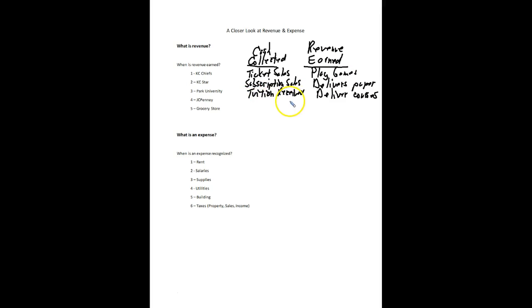JCPenney, well, that kind of depends, but right, they provide goods. And they may collect that cash at the time they provide the goods. They may collect that cash later, so it kind of depends. Same thing with the grocery store, right? It provides groceries or provides goods, and it's going to collect the cash somewhere along the line. Usually at the point of sale is when the grocery store collects its cash.